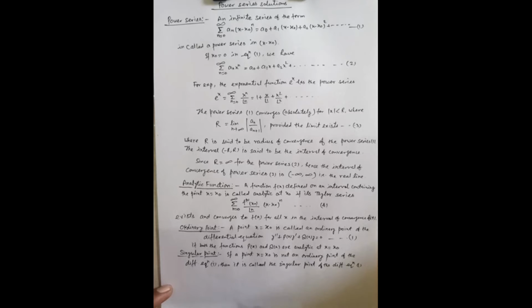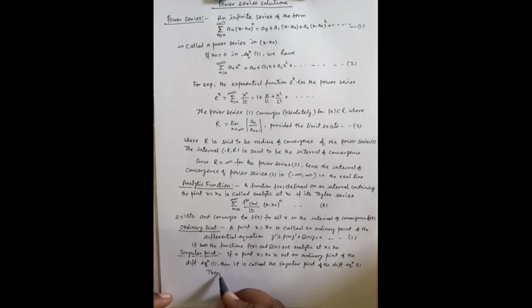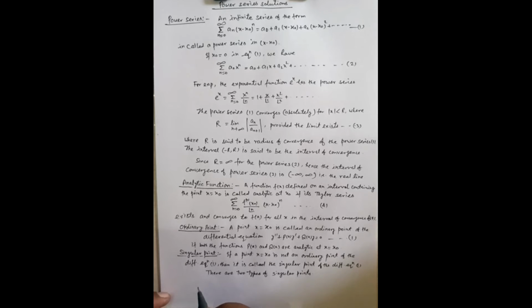Next, there are two types of singular points. First is known as regular singular point and second is irregular singular points.